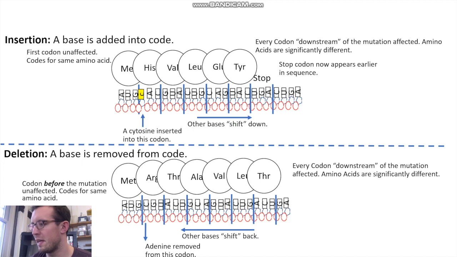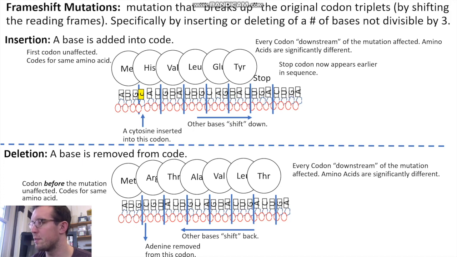So both insertion and deletions are called frameshift mutations because they're mutations that break up the original codon triplets. That is, they shift the reading frames of the codons so that the original triplets are no longer together. And so any insertion or deletion of a number of bases that's not divisible by 3 will result in these codons being broken up, and new codons will form as a result.